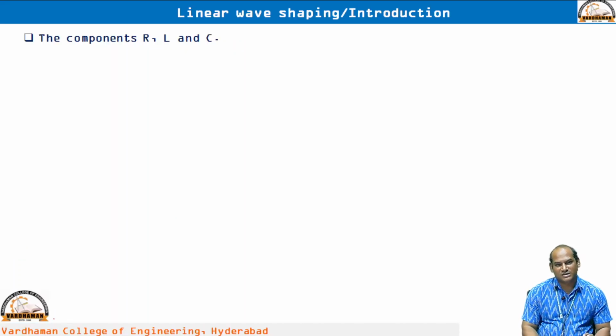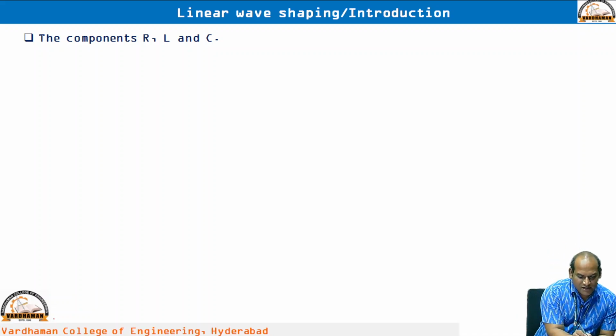So, before going to see the exact syllabus of the PDC, some prerequisites are required, and we need to know about the components resistor, inductor and capacitor. We know very well about the resistor. The resistor circuit symbol is given like this, and the resistor is R.